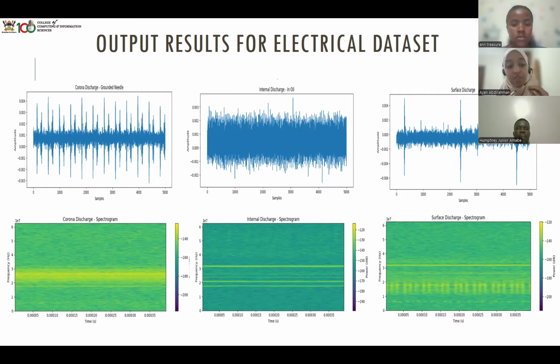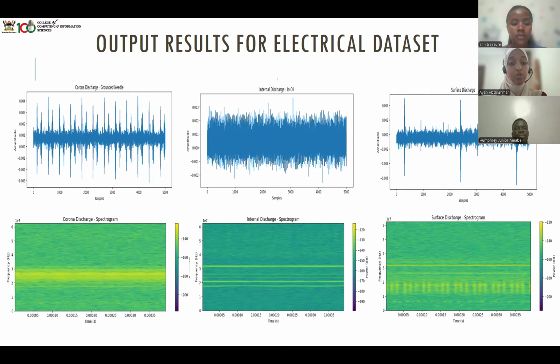And then when you look at the surface discharge, at our most right-hand side, the signal is mostly flat with occasional large sparks. These sparks are irregular, but they're much stronger compared to the corona discharge. This shows that the surface discharge happens less frequently, but when it does occur, it releases high energy bursts along the surface of the insulation.